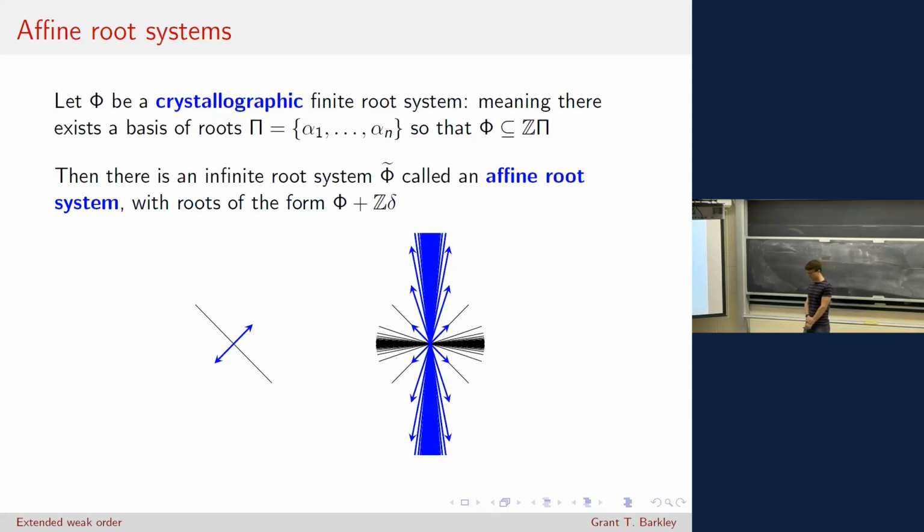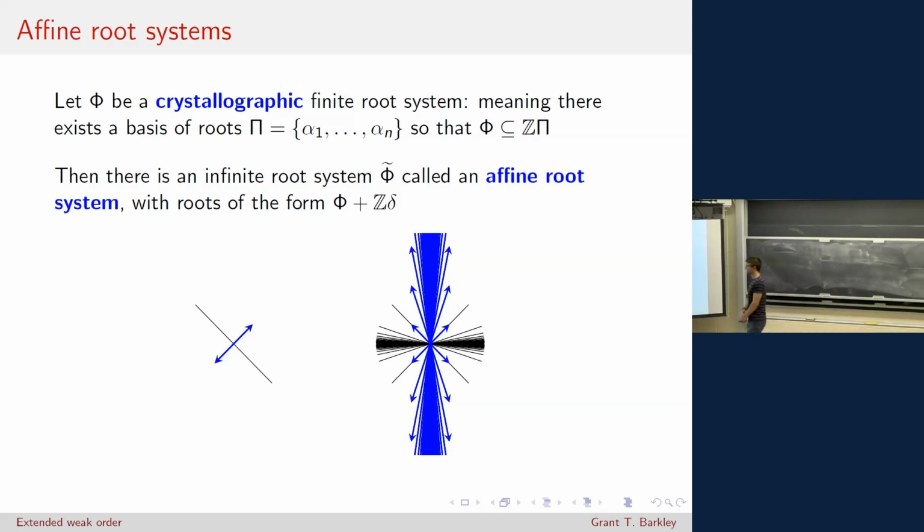Okay, so what are these affine Coxeter groups? If I start out with a finite root system that satisfies a certain condition, being crystallographic, all that means is that there's some basis for the roots so that the entire root system is contained in the integer span of those roots. If I have one of these finite crystallographic root systems, then there's a way of turning it into an infinite root system, in a procedural way. The procedural way is I put a tilde over it, right?